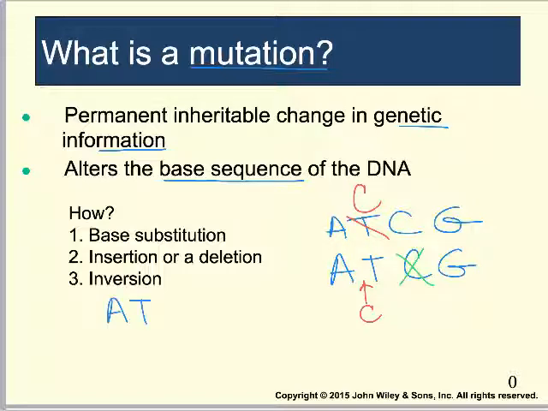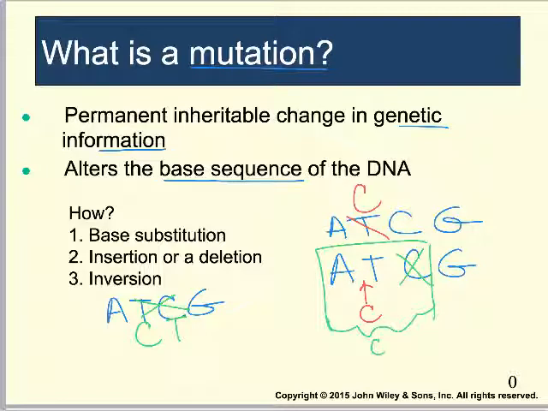So instead of having A, T, C, G, we get an inversion. So we get A, C, T, G. Now, why do we care? What's going to matter? You guys know about transcription and translation. So why it's important is because these sequences of 3 nucleotides are going to code for amino acids. So if the sequence is messed up, we may not get the right amino acid and we may not get the right protein.